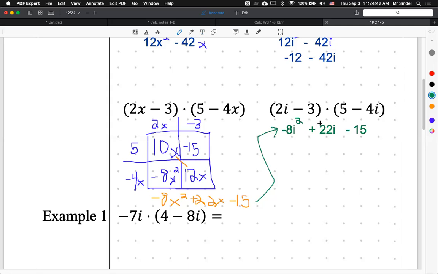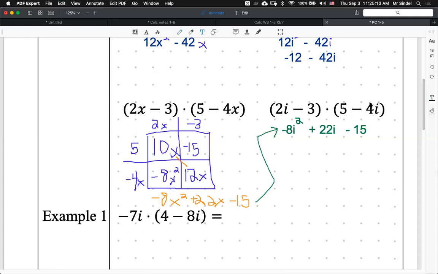All right, I need another quiet raised hand. Tell me, how am I supposed to reduce this thing? If I am not allowed to have an I squared ever, what do I do? Ellery. You know that I squared is negative 1, so the negatives cancel out, so you're going to have 8 plus 22i minus 15. Then because 8 and negative 15 are like terms, you combine those and end up with negative 7.